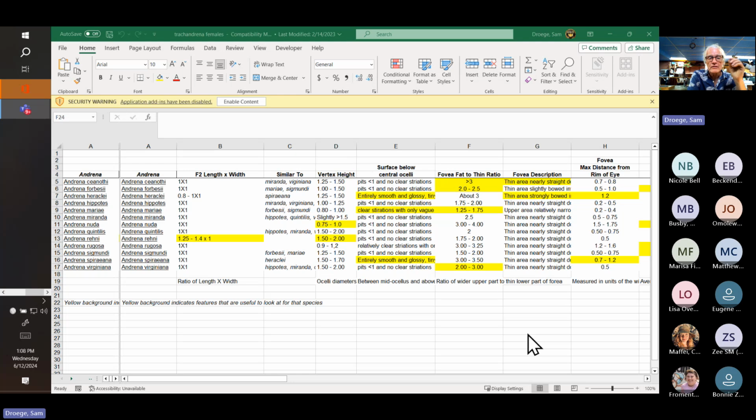So the other character is that the facial fovea are deep. That's not that unusual, but at the lower end, it narrows way down, often to just a tiny little slot. And in many of the species, it's removed from the inner edge of the eye. Again, we'll see all these kinds of things. So that combo is what's going to define Trachandrena for us.